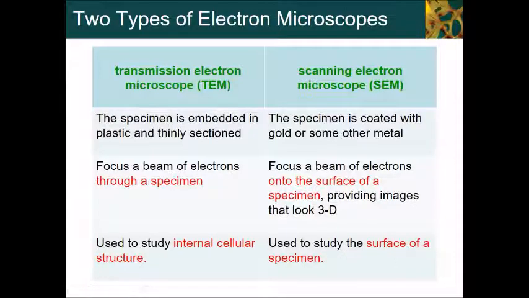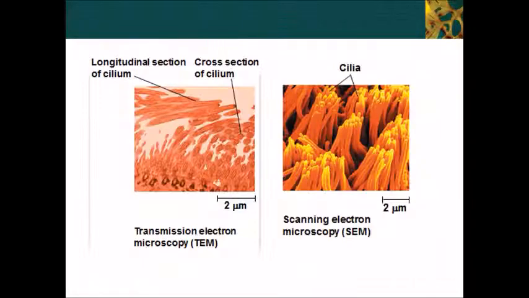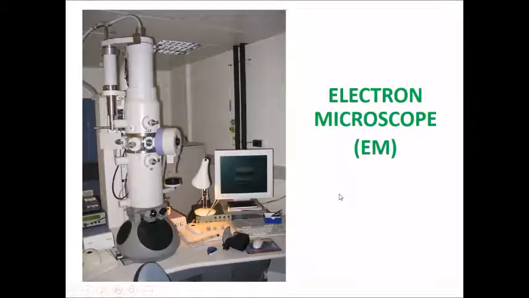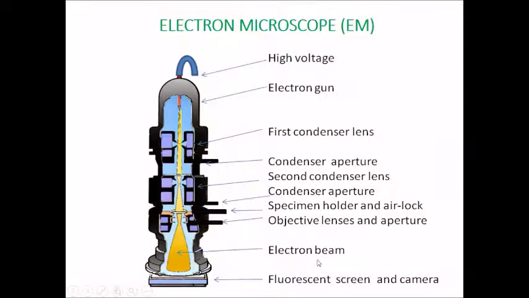What does the surface of the specimen look like? As you can see here, in TEM you can see the internal structure of the cells of the organism. Meanwhile, for scanning electron microscope, you can see a very clear 3D image showing what the surface of the cells or the organism looks like. So this is how the electron microscope looks like. And these are the important parts that you have to know in the electron microscope.